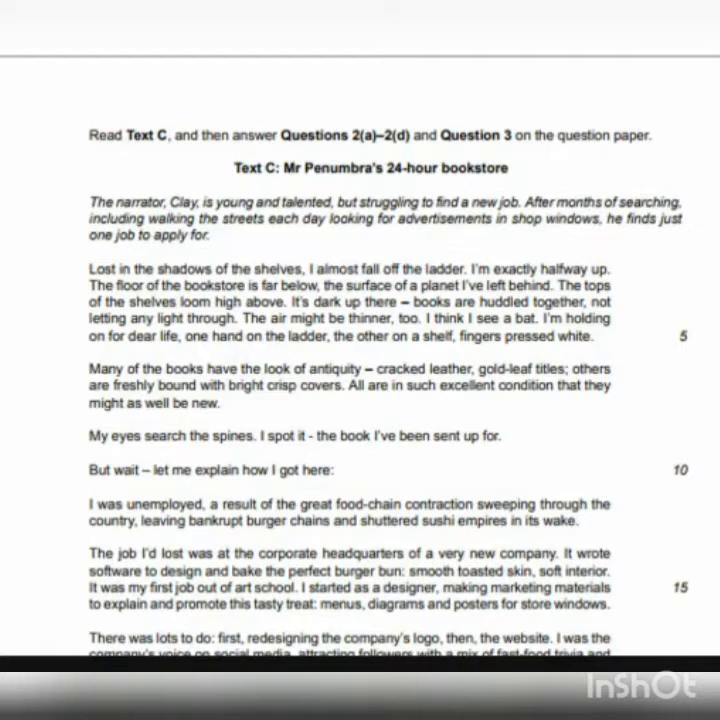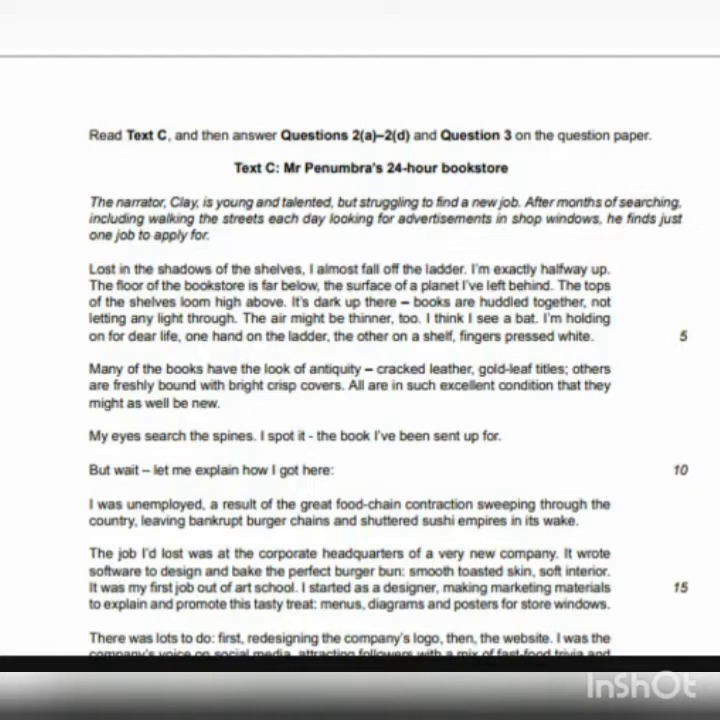I wrote it down. Okay, coming to the first phrase. Tell me any one phrase from this paragraph which tells you that Clay is unhappy, or anything related to Clay's unhappiness about the library. Any one phrase related to the question. The question is, what are Clay's thoughts and feelings in the library? The floor of the bookstore is far below the surface of a planet I've left behind. I think you can take this, the surface of a planet I have left behind. That phrase would be a good one to go for.